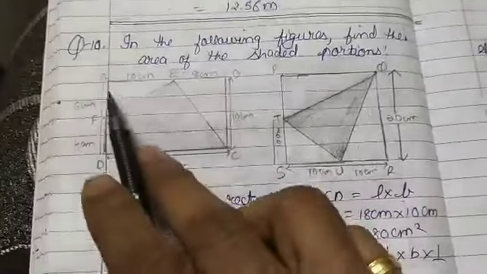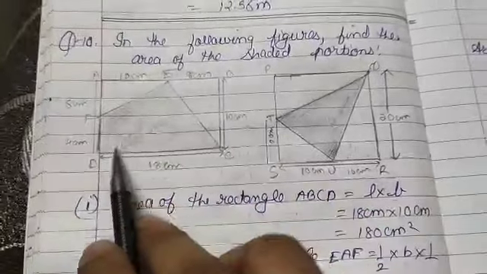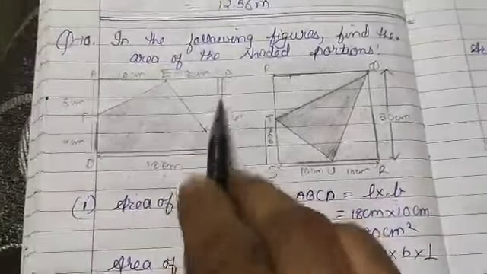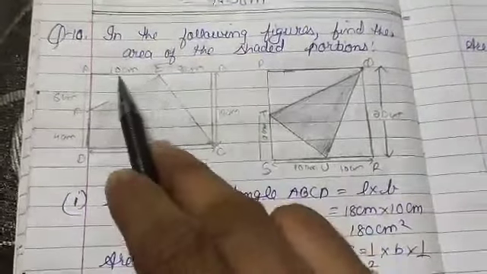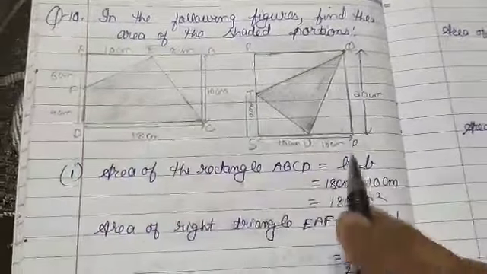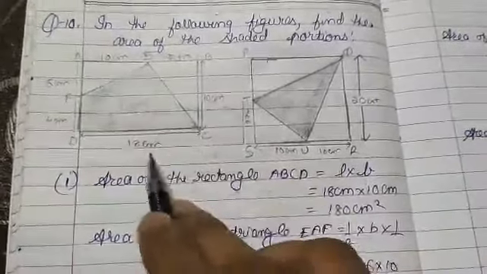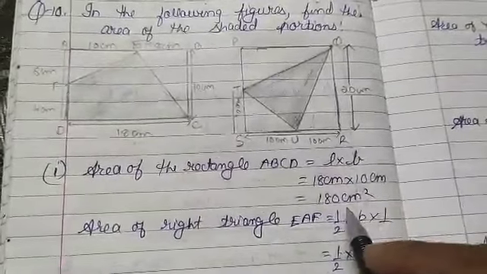First, we will find the area of the whole rectangle, that is ABCD, whose length is 18 and breadth is 10. See, 6 plus 4 is 10, and from here also 10 plus 8 is 18. So find out the area of ABCD, that is length into breadth, that is length is 18 centimeter and breadth is 10 centimeter. So 18 tens are 180 centimeter square.